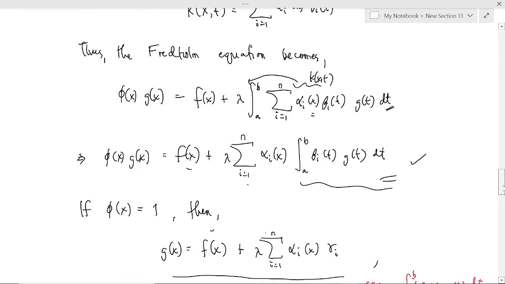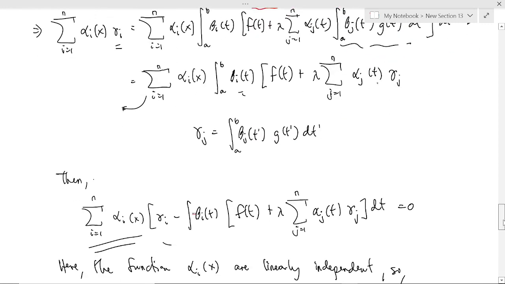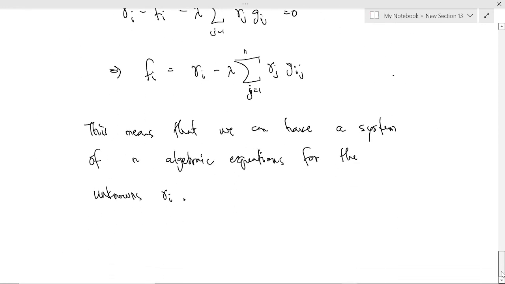Okay, so I guess that's all. In the next part of our discussions, we will be solving some examples that use the Fredholm integral equation and Volterra integral equations. Stay tuned.